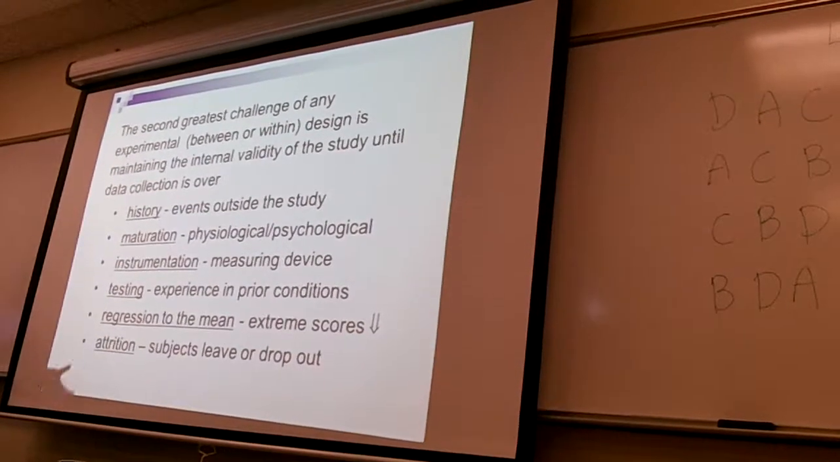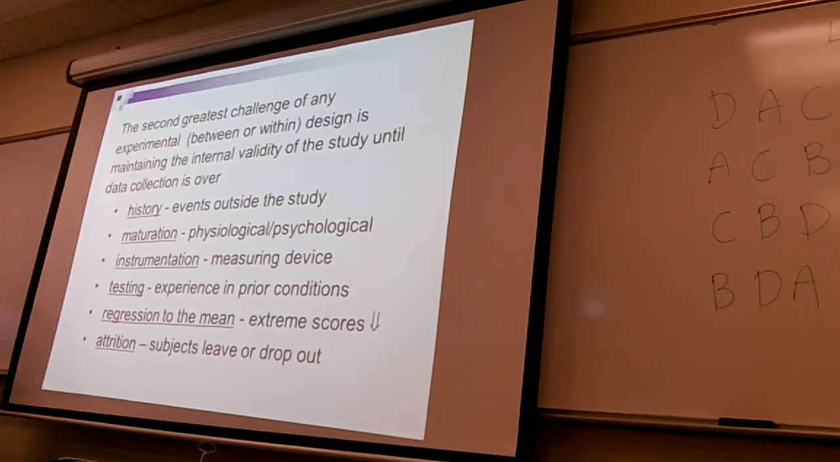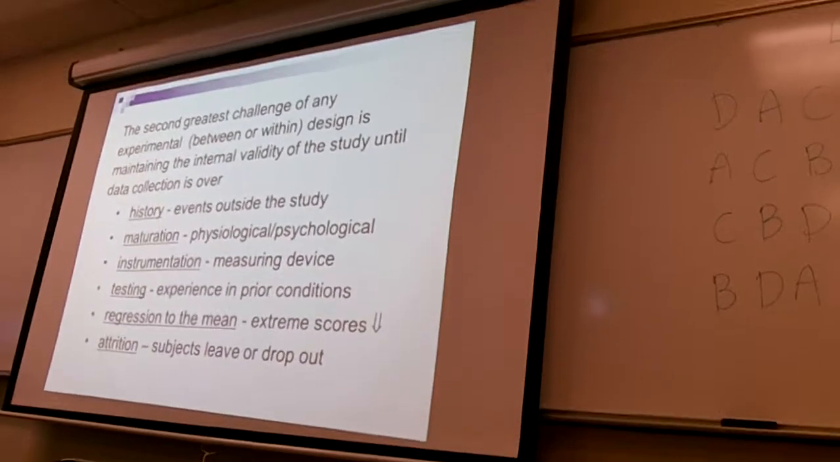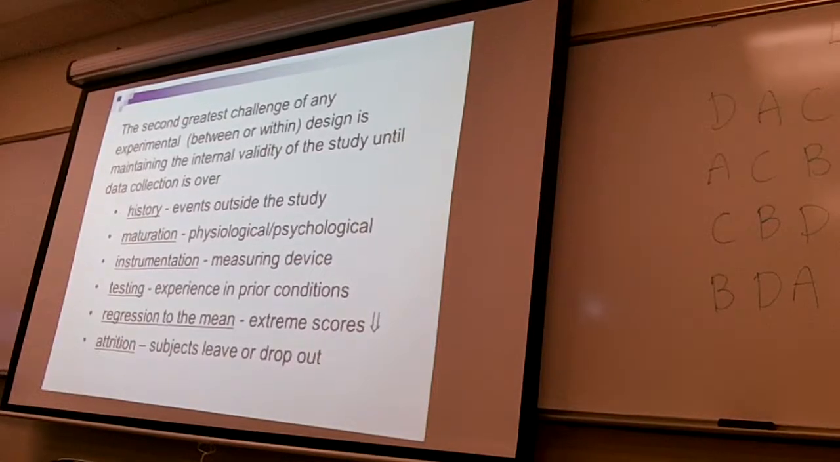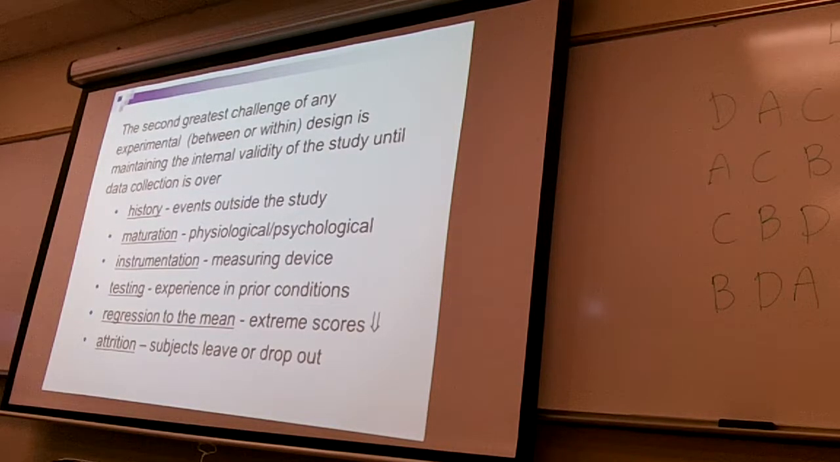So you might say, oh, look, the subjects are improving over time at performing whatever task, and for whatever reason, you can get a threat of testing. The data at the beginning of the study is fundamentally different than the data at the end because the subjects have changed in their knowledge of what they need to do.